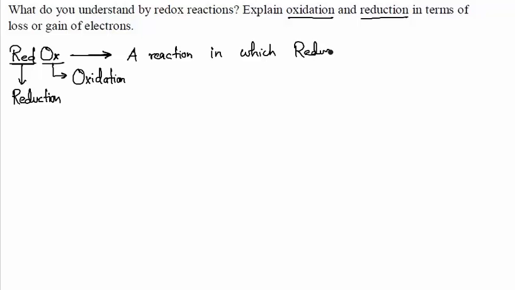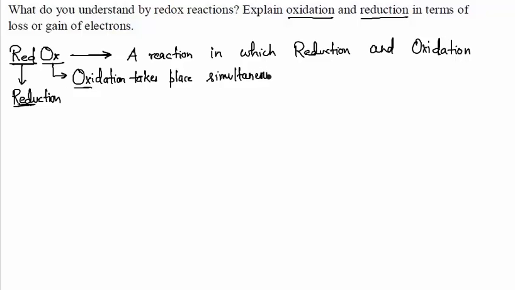reduction and oxidation both, because in this particular word both are there. Reduction means red, and oxidation means ox. So a reaction in which reduction and oxidation take place simultaneously, those reactions are known as what? Those reactions are known as redox reactions.